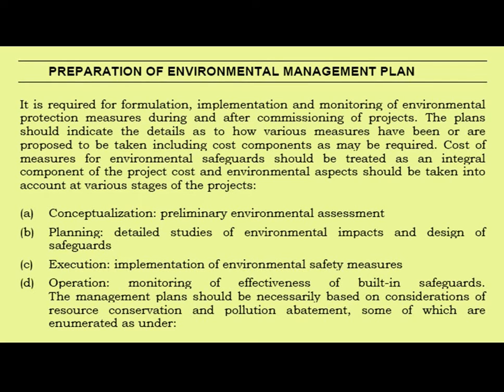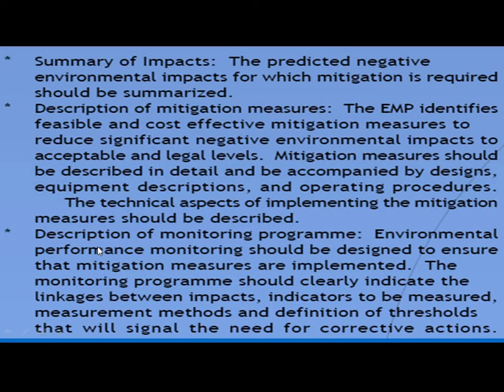It is required for formulation, implementation and monitoring of environmental protection measures during and after the commissioning of the projects. That we already discussed. So how do you prepare that? The various stages are: conceptualization, preliminary environmental assessment, then planning, detailed studies on environmental impacts and design safeguards, then execution, implementation of environmental safety measures, and operation, monitoring the effectiveness of the built safeguards. What is safeguarding? How effective it is. Operations include monitoring also. The management plan should necessarily be based on consideration of resource conservation and pollution abatement. See these two coming: resource conservation and pollution abatement. So conceptualization, then planning, executing, and ensuring it is operated.